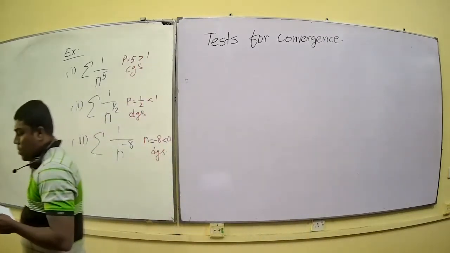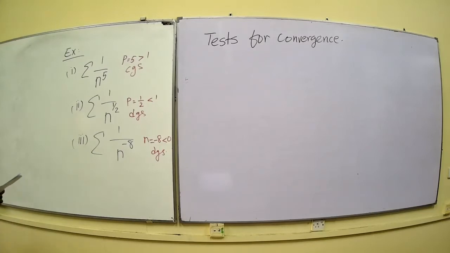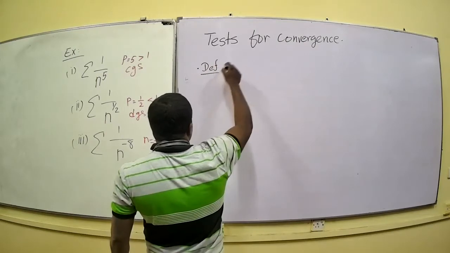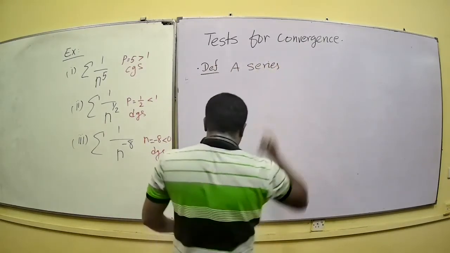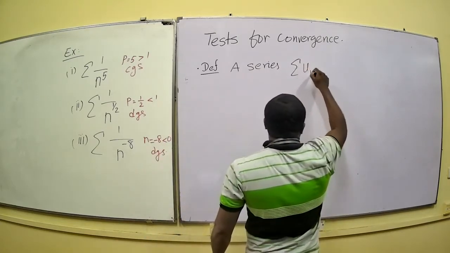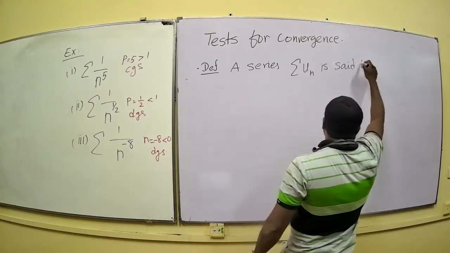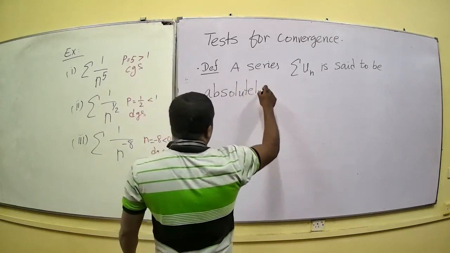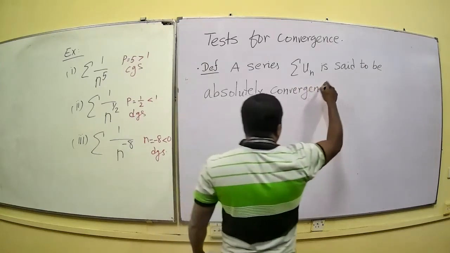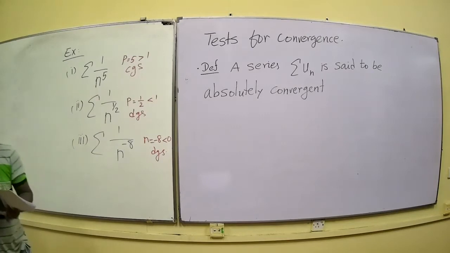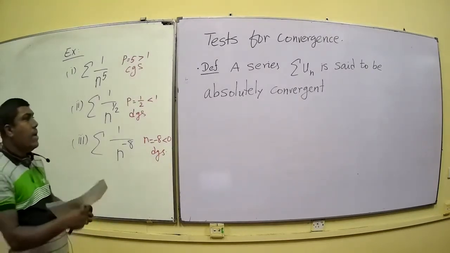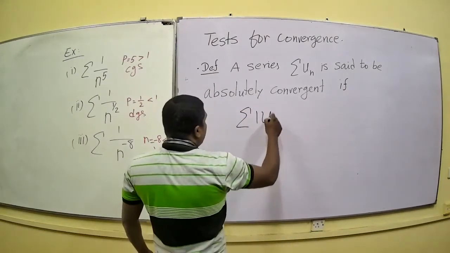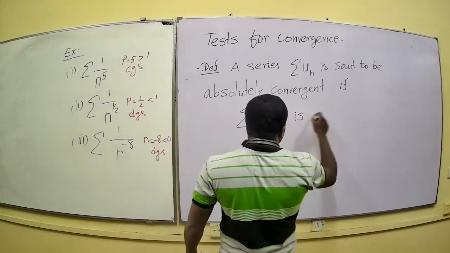Tests for convergence. First thing, let us define absolute convergence. We say that the series is absolutely convergent if the series of absolute values of the same terms is convergent.